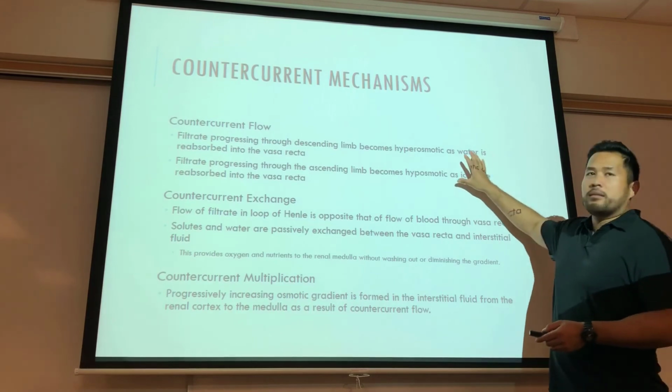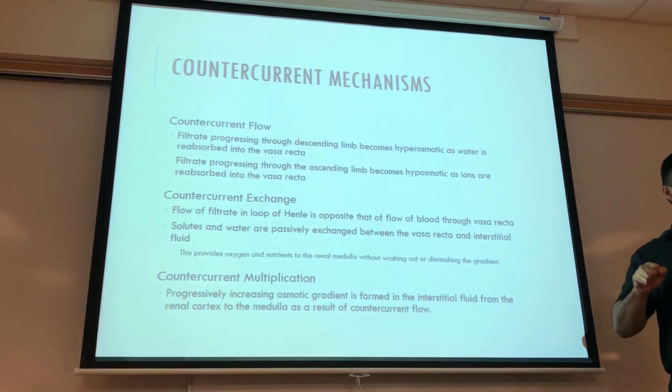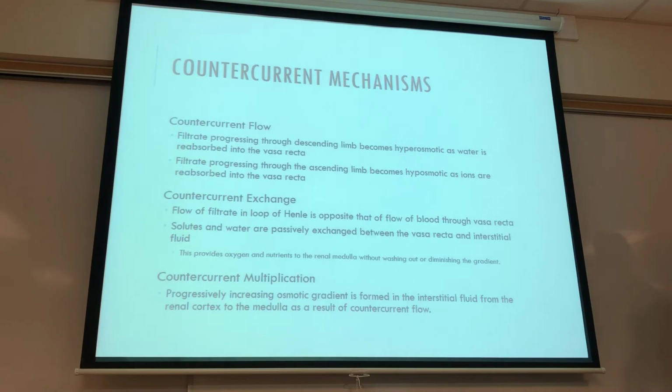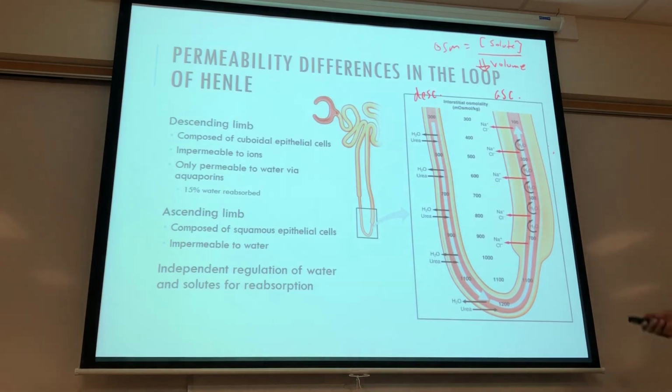So again, that's due to the uncoupling of the movement of water down the descending limb and the movement of sodium and chloride up the ascending limb. You had a half question. Yeah, I did. You went from isotonic to hypertonic and then from hypertonic to isotonic. Yep, that's basically it.